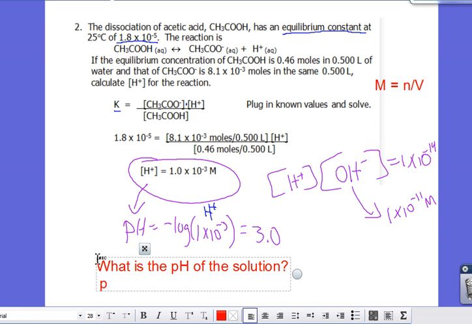remember pH is really the negative log of the hydrogen value. So we could take this hydrogen value, plug it in here, say negative log of 1.0 times 10 to the minus third. That's the hydrogen's value. We'd have the pH. For this one, the pH would be 3.0.